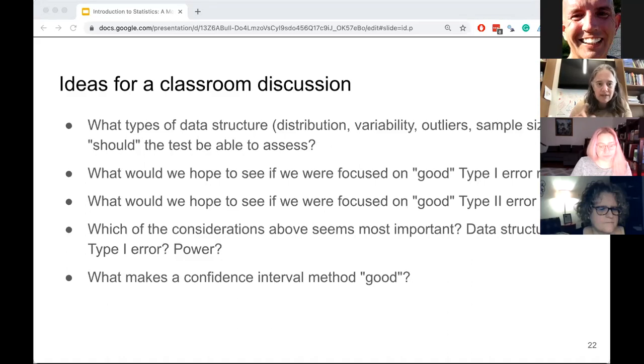And so really having the students think about, well, which method would be better? Well, what does that even mean, better? And how do we even think about that?